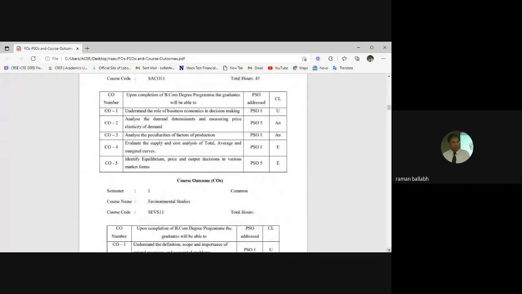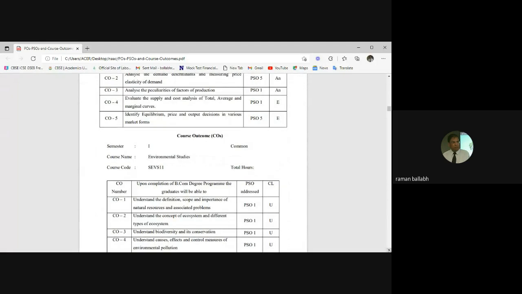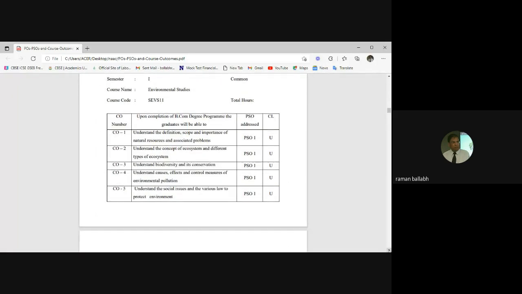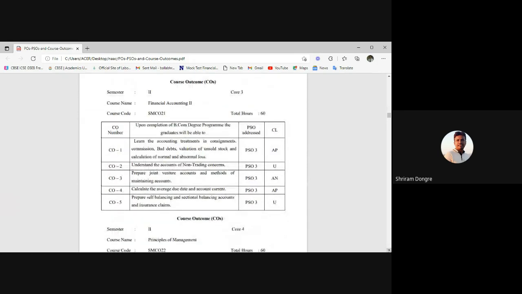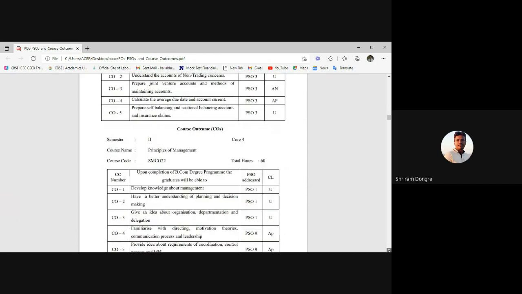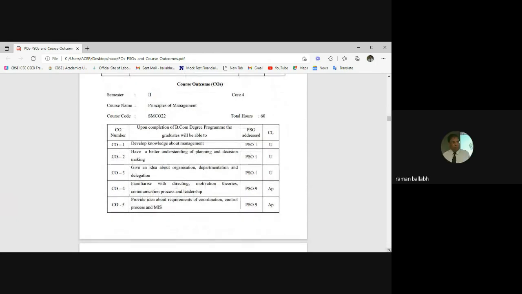Are you doing these things in your institute? Yes or no? Yes, sir. Dr. Suresh, are you doing these things in your institute? We follow whatever is given by the university, like this is the method on which you need to implement these courses. Okay, sir.